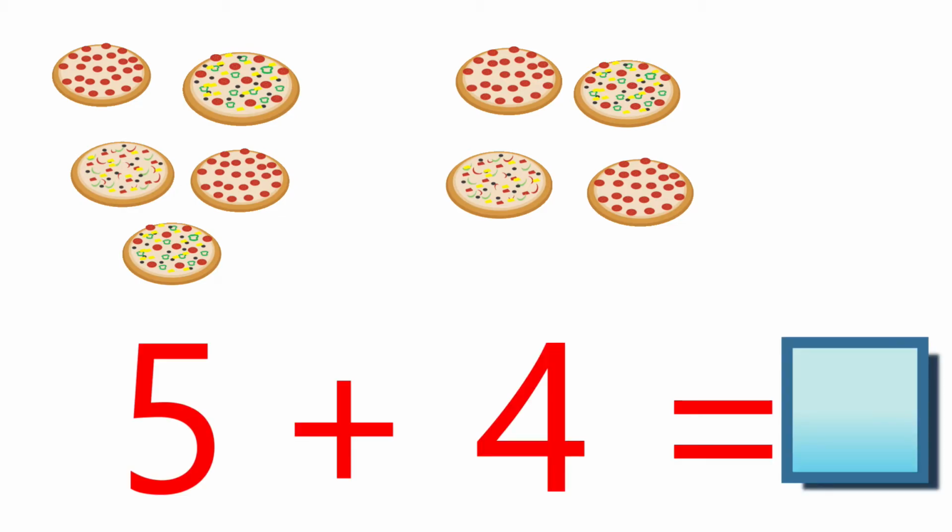At first, he bought 5 pizzas. Then he realized he needed 4 more pizzas. So, we have 5 plus 4 equals the number of pizzas Mike will have at his party. Did you get 9 pizzas? Good job!